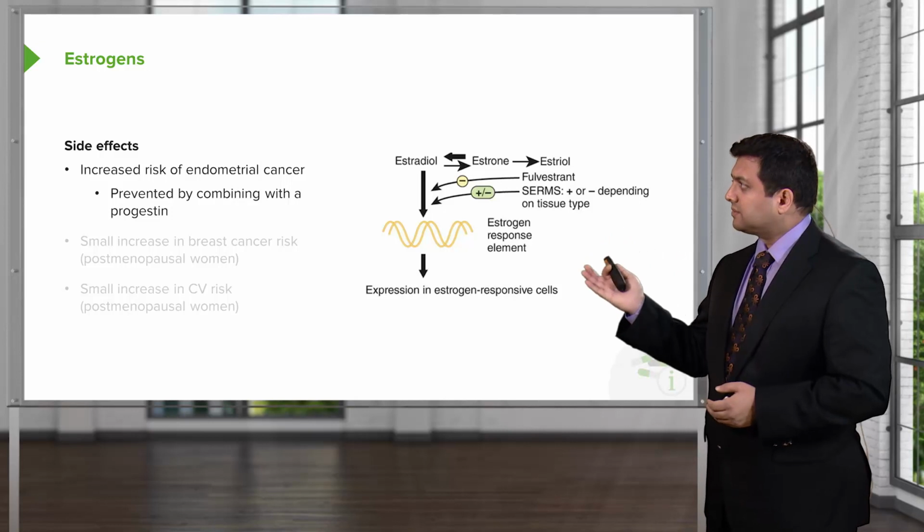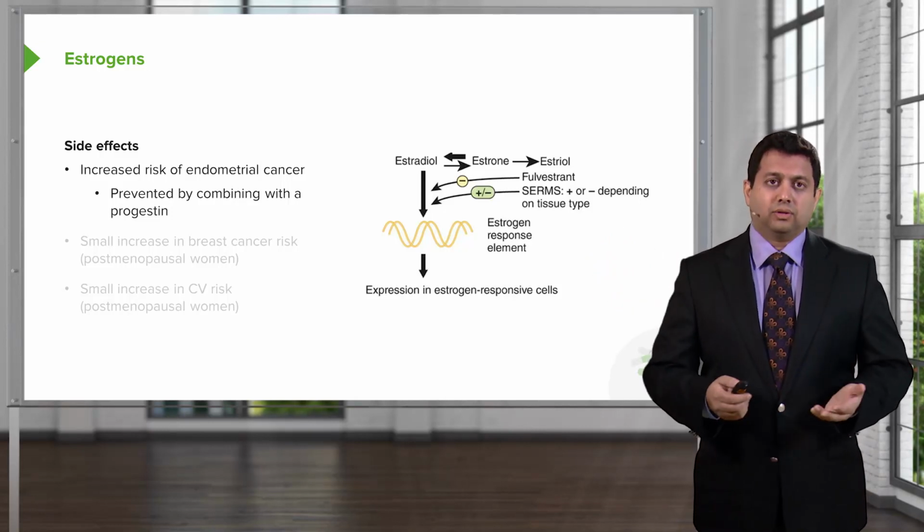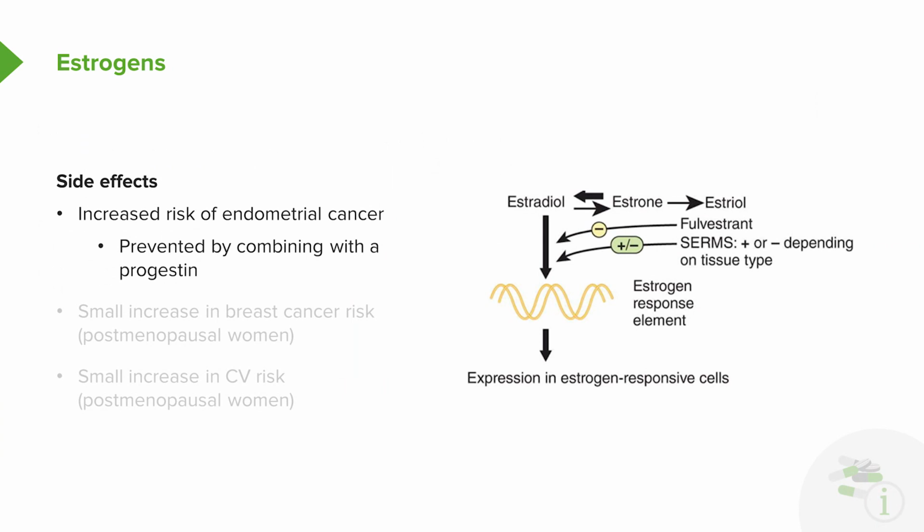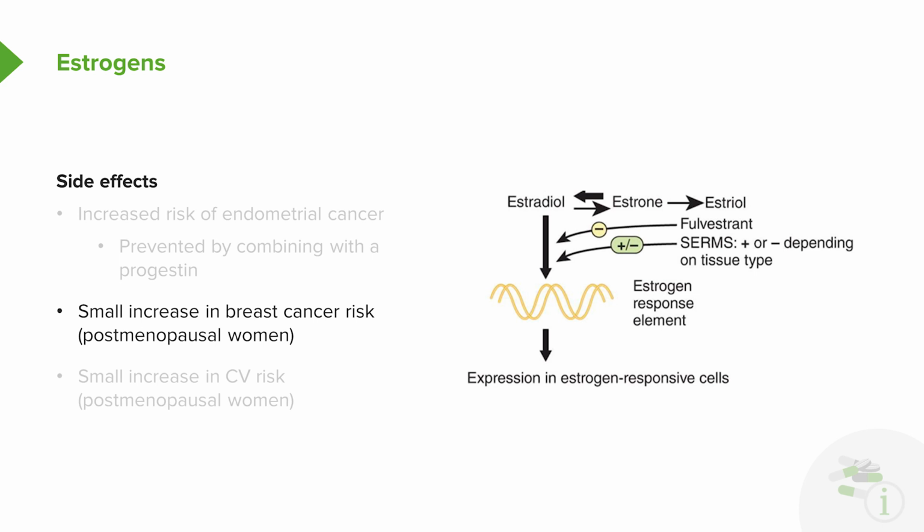In terms of side effects from the oral contraceptive agents or oral estrogens, there is an increased risk of endometrial cancer. Now, we can reduce or mitigate that risk by combining this medication with a progestin. There is a small increase in breast cancer risk, particularly in postmenopausal women. If you have a patient who has breast cancer, it's particularly important to know the ER status of that patient, or estrogen receptor status, because women who have ER-positive breast cancers are absolutely contraindicated from taking oral estrogens.